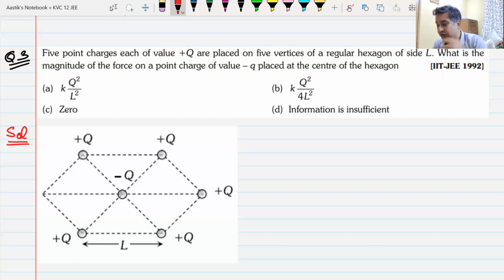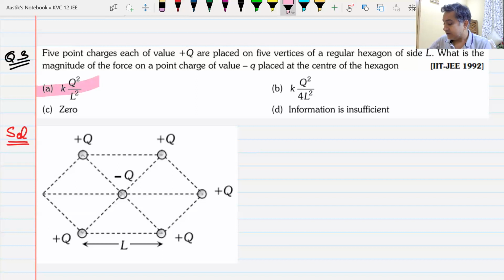The questions are there for you. You may not know, you may not write the question. You don't have to write the exact language of the question. Just draw the diagram. This is the question. You have to find the force on the central charge. What is the answer? Option A.